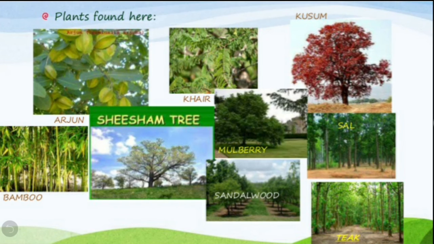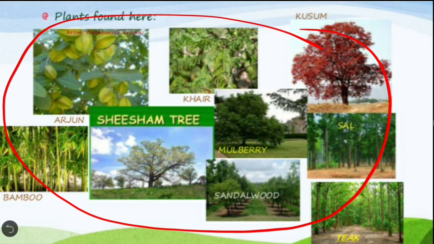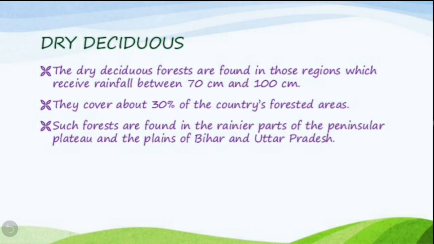Now, the trees which are found here: Arjun, Shisham, Kher, Mulberry, Sandalwood, etc. So, children, you can go through it. These are the different trees, the different plants which are found here in this monsoon forest.